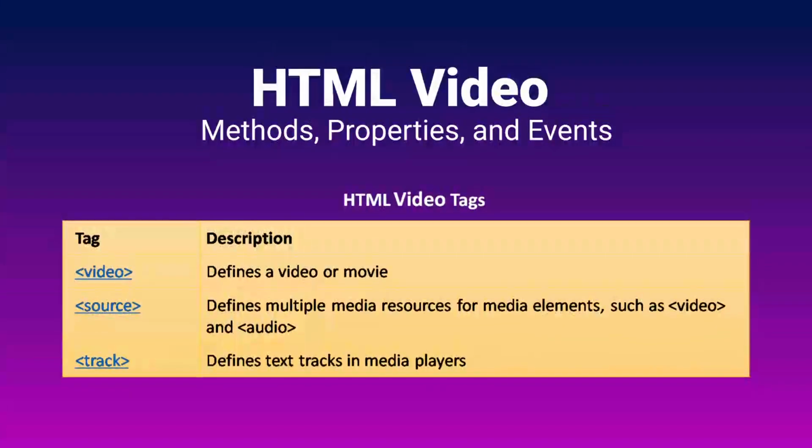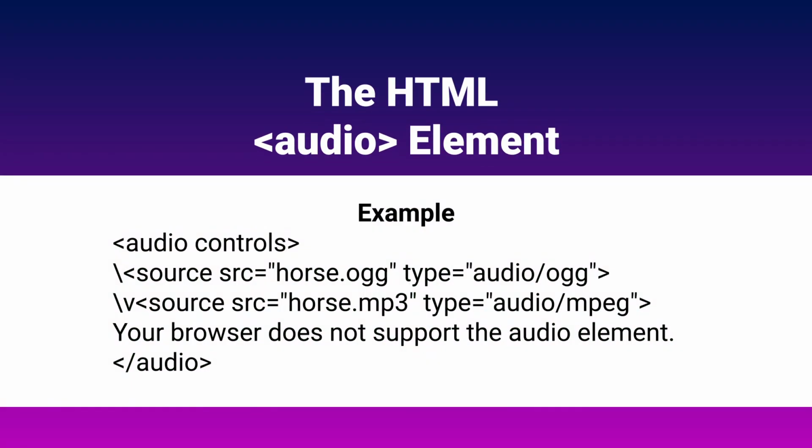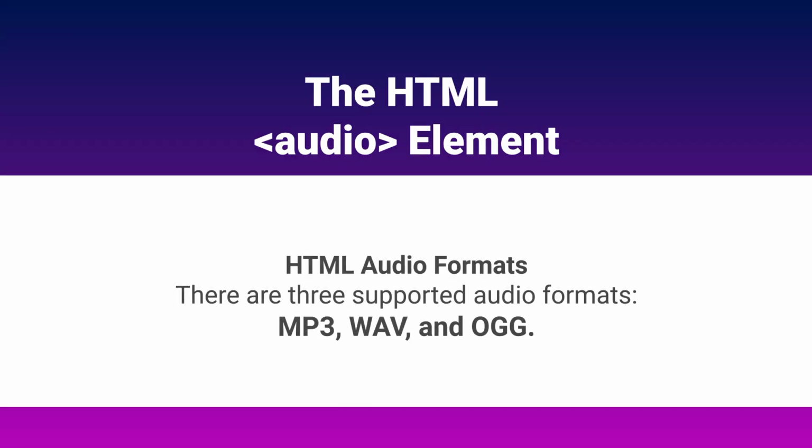It has methods, properties and events. The video element defines a video or movie, and the source element defines multiple media resources for media elements such as video and audio. Then track defines the text tracks in media players. With a similar approach, now we can see how the audio element is used. To play an audio file in HTML, use the audio element. There are 3 supported audio file formats: MP3, WAV and OGG.